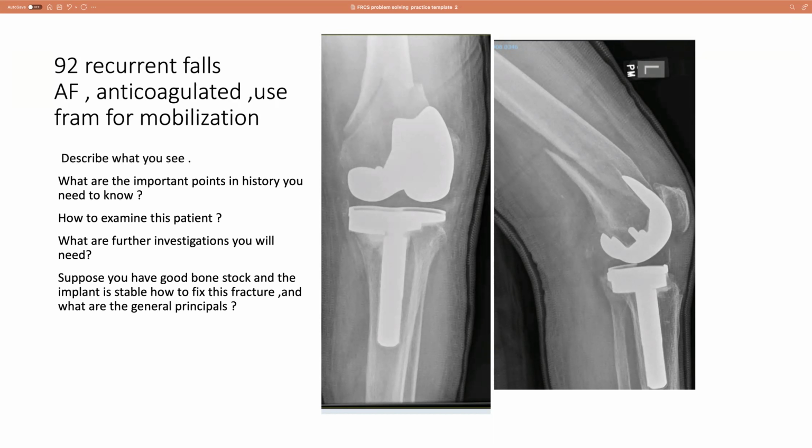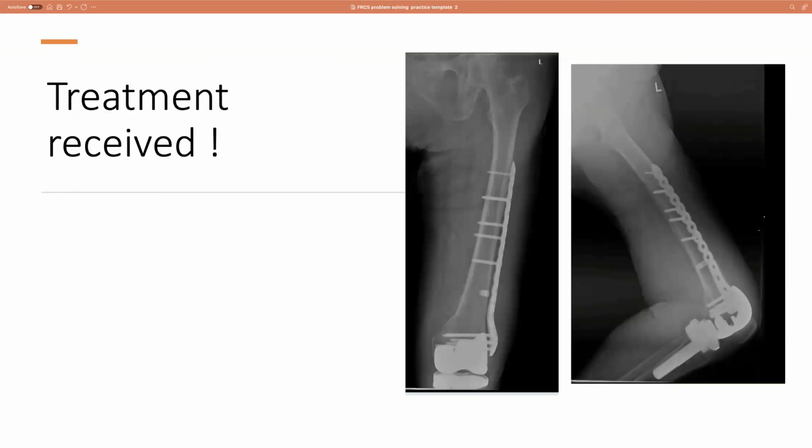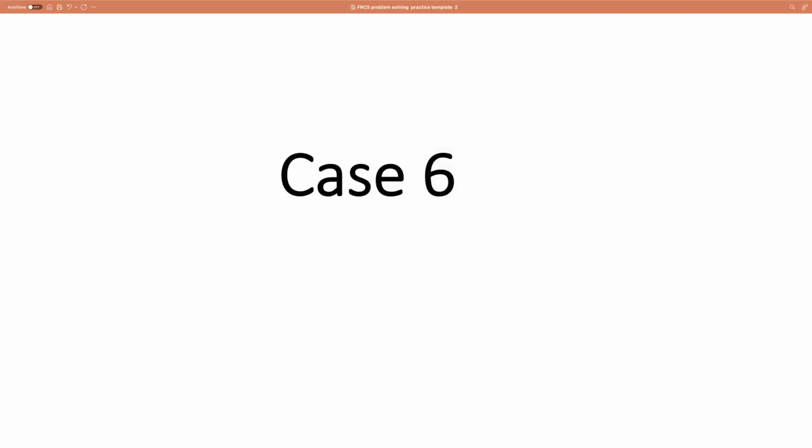Suppose you have a good bone stock and the implant is stable. How to fix this fracture? And what are the general principles? That's the treatment received. Case 6.